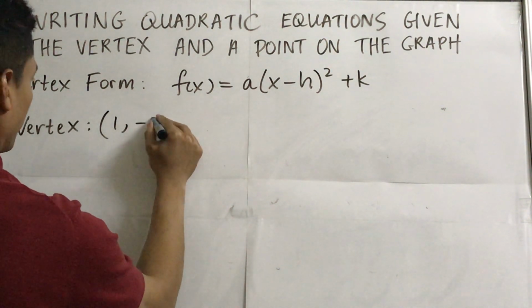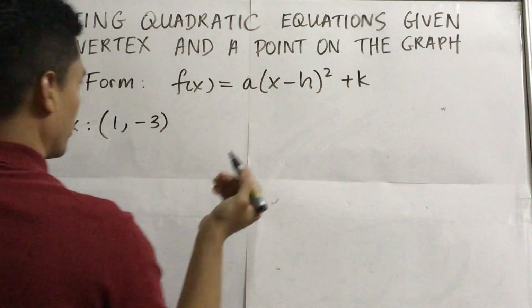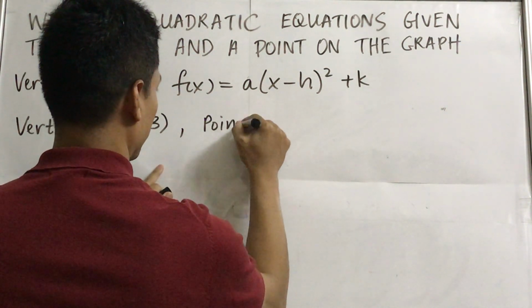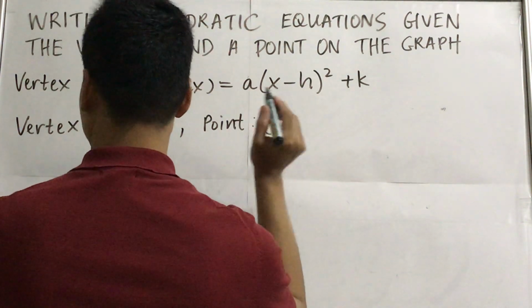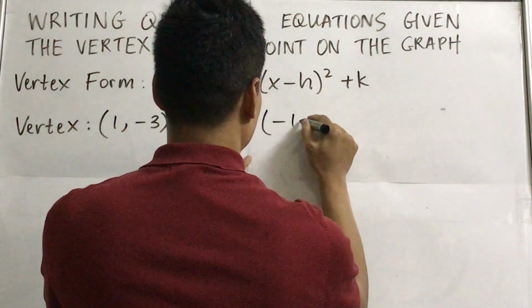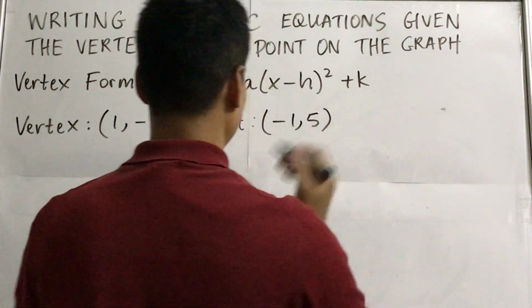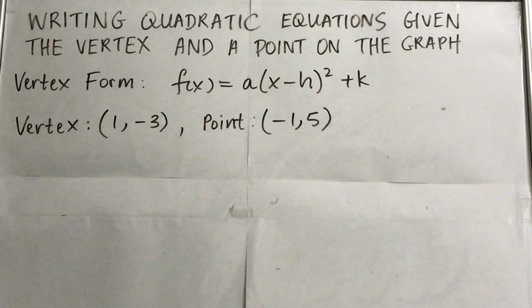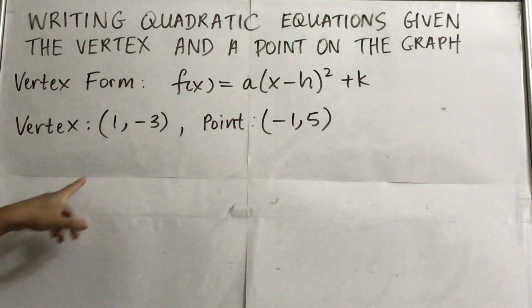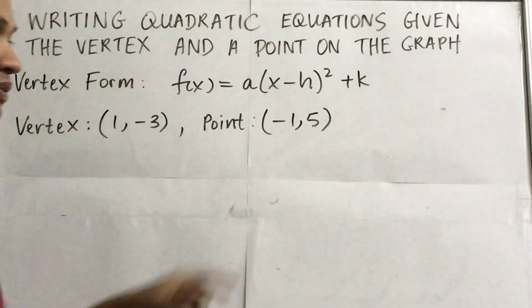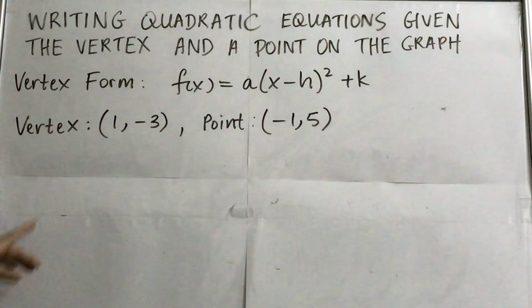1, -3. And we are given a point. Can somebody read out the point? -1, 5. Okay, now see a lot of numbers there. Now, we are going to identify what is 1, what is -3, what is -1, and what is 5.